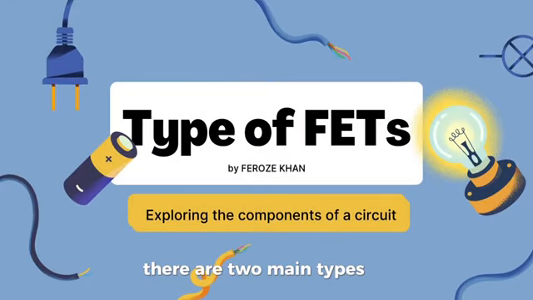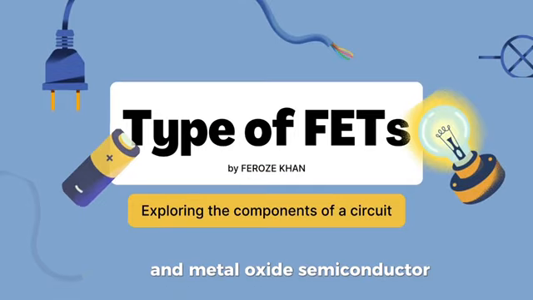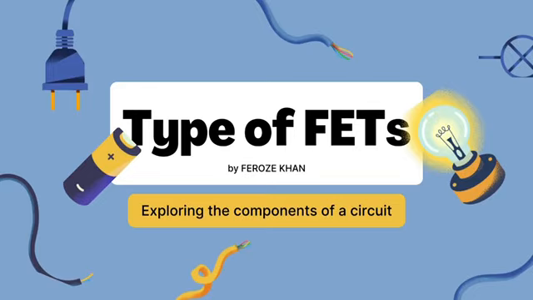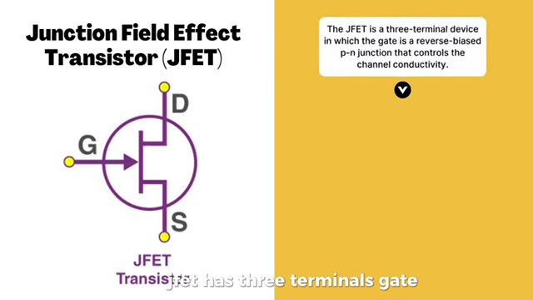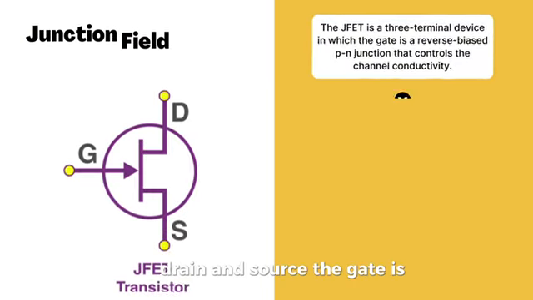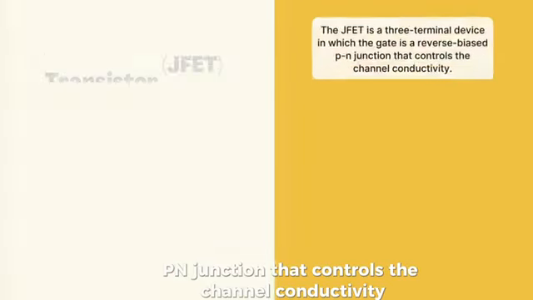There are two main types: junction field effect transistor and metal oxide semiconductor field effect transistor. JFET has 3 terminals: gate, drain, and source. The gate is a reverse biased PN junction that controls the channel conductivity.